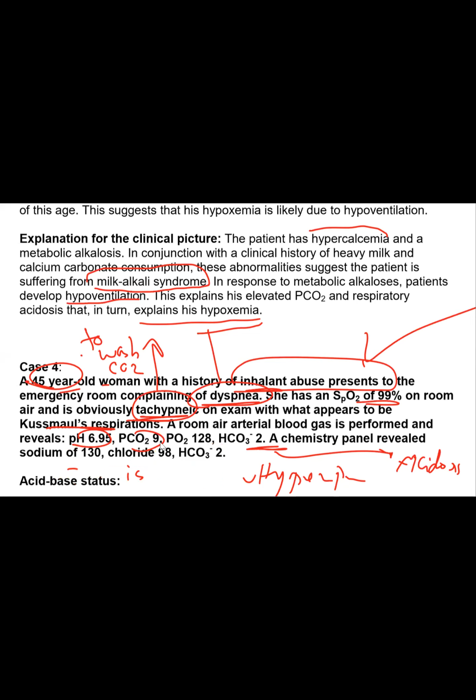Yes, I will tell you how is the patient. Mixed acidosis. Why? Because, before, you are given that the patient is tachypneic. So he is trying to wash out this amount of acid, okay, because of this abuse of inhalant. What is inhalant? I don't know, but it's a substance that causes metabolic acidosis and also respiratory acidosis, leading to mixed respiratory and metabolic acidosis.